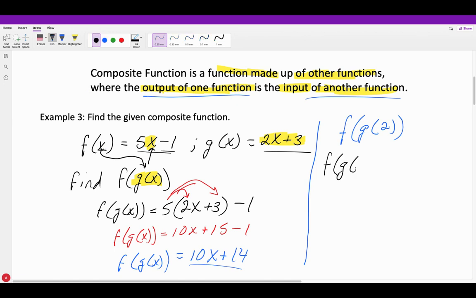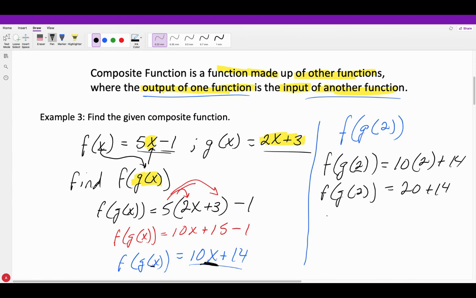So f of g of 2, because now I'm substituting 2 in for the x here, which means I have to substitute 2 in for this x, it becomes 10 times 2 plus 14. So f of g of 2 is now equal to 20 plus 14, or f of g of 2 is now equal to 34. So we can then solve for what that is there.